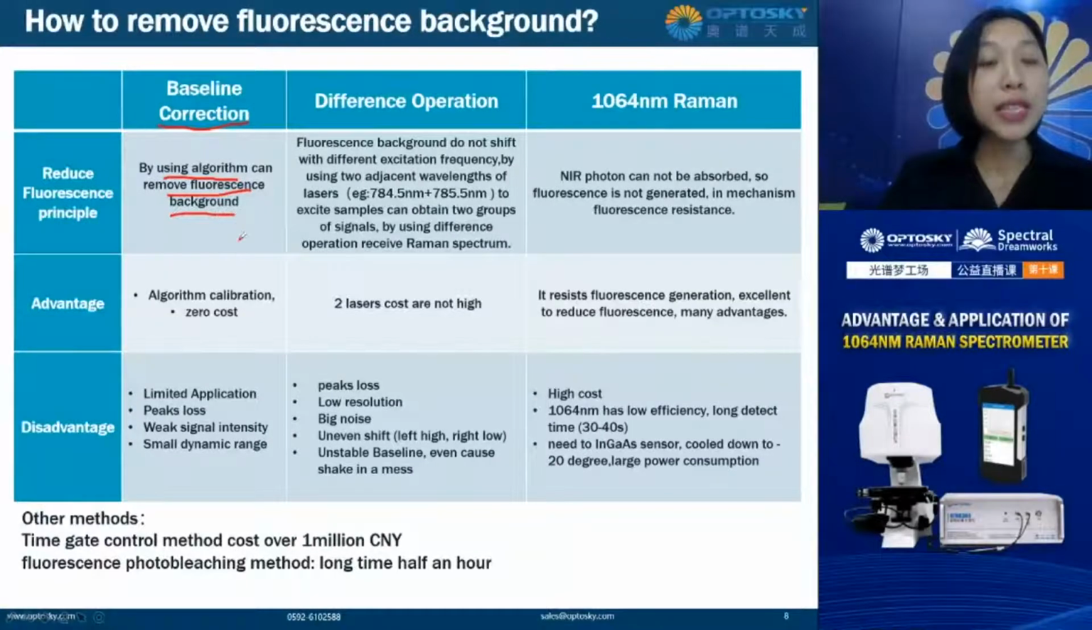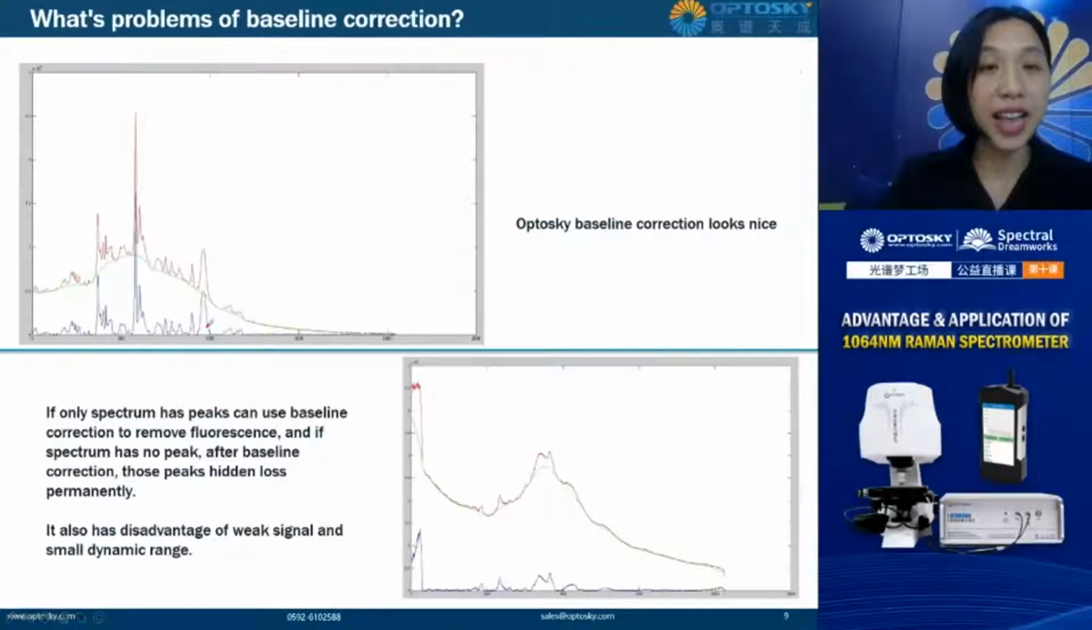It has the advantage of zero cost, just like this one. This is the Optoscope baseline correction result. This one has a big fluorescence background, and after baseline correction, we export this spectrum. So it can show a very nice Raman spectrum.